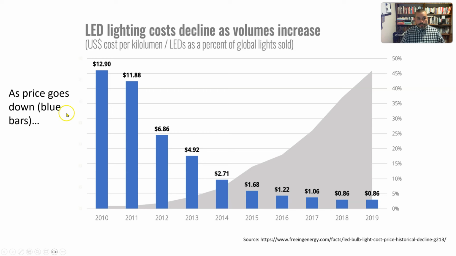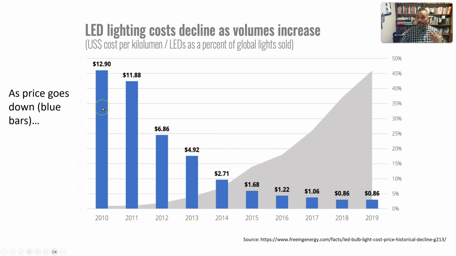The blue bars basically tell the price of creating a certain amount of light with an LED light bulb. So this basically corrects for the fact that different light bulbs are of different brightnesses, and that some light bulbs, like old-fashioned ones, basically produce more heat than light. So this is looking at basically how much it costs to produce a set amount of light from a light bulb. So when we go back about 10 years ago to 2010, LEDs were incredibly expensive.